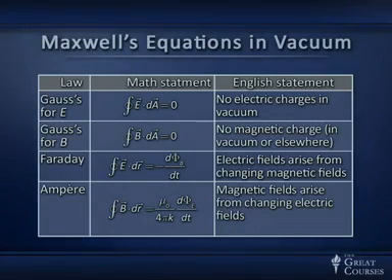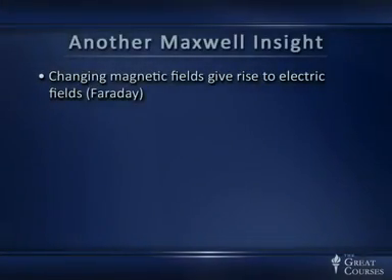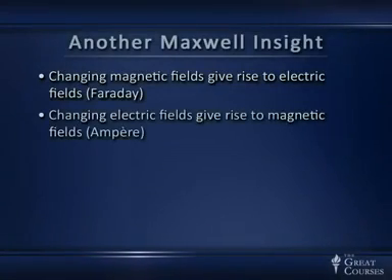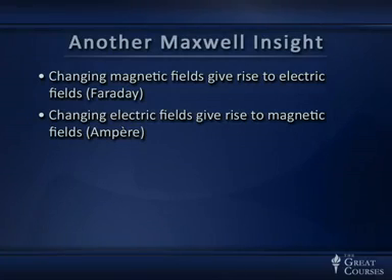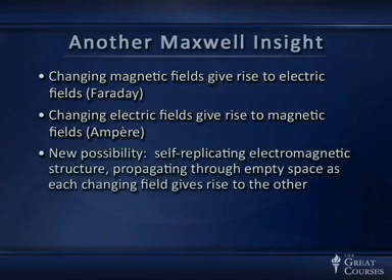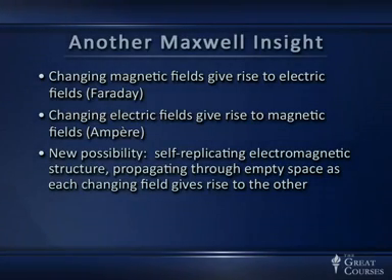Maxwell's brilliant insight gave us this symmetry between particularly Faraday's law and Ampere's law, and now I have to introduce another brilliant insight of Maxwell's. Maxwell said, look, changing magnetic fields give rise to electric fields. That's what Faraday tells us. Changing electric fields give rise to magnetic fields. That's what Maxwell told us when he modified Ampere's law, sometimes called the Maxwell-Ampere law for that reason, or the Ampere-Maxwell law. There's a new possibility, Maxwell realizes, a kind of self-replicating electromagnetic structure propagating through empty space as each changing field gives rise to the other.